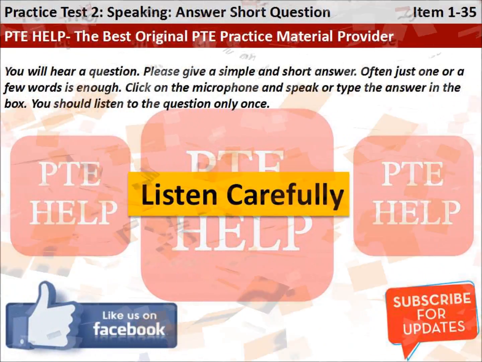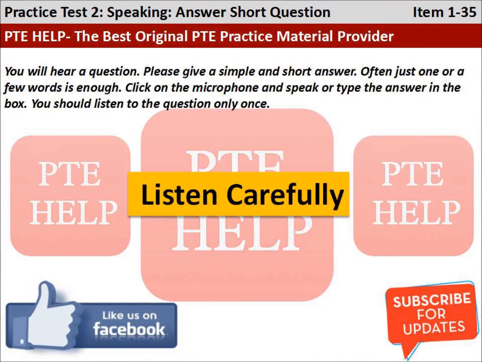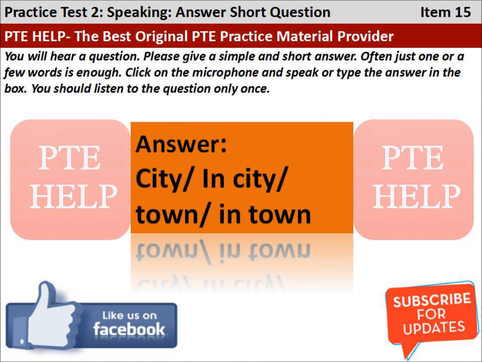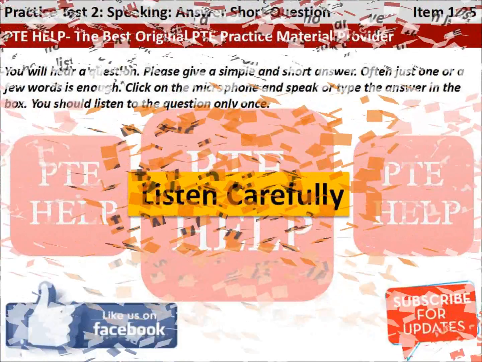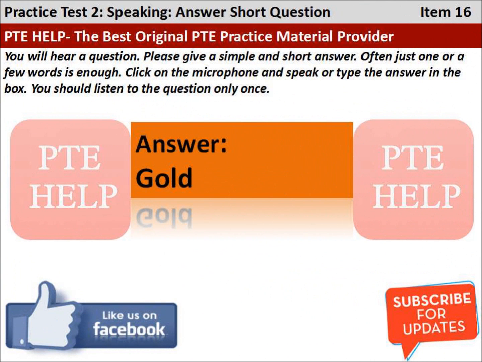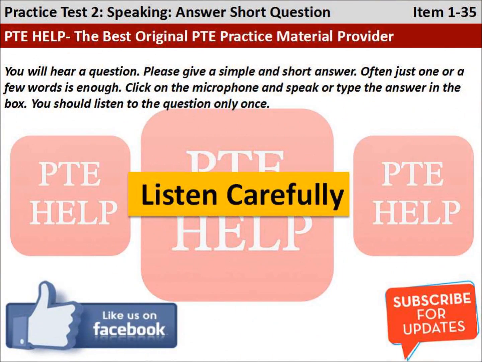PTE Question 15. If someone lives in urban area, where does he live? Question 16. The winner of the race is awarded with which medal? PTE Help, Question 17. Are antibodies harmful or beneficial for the patients?